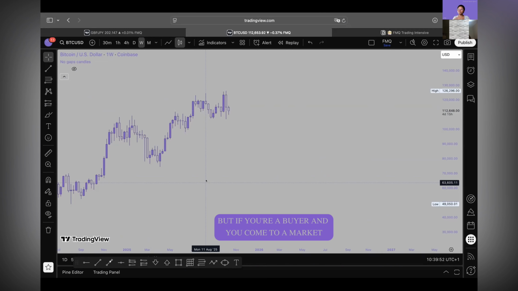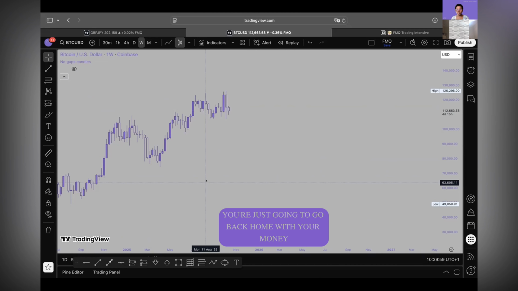But if you're a buyer and you come to a market, there's nobody to sell. No activity is going to occur there. You're just going to go back home with your money the same way you came. But there has to be a seller for there to be a buyer, and there has to be a buyer for there to be a seller.